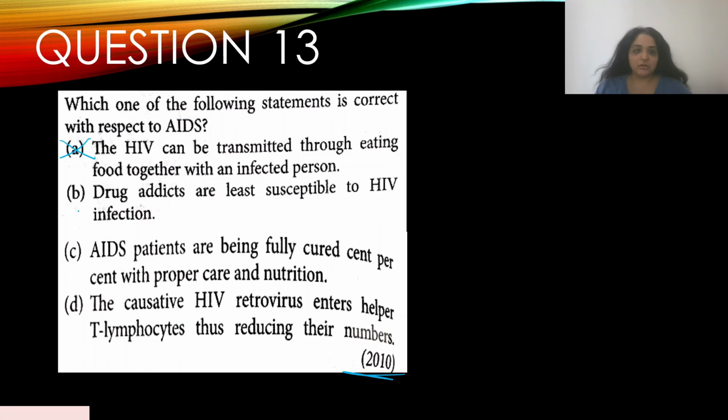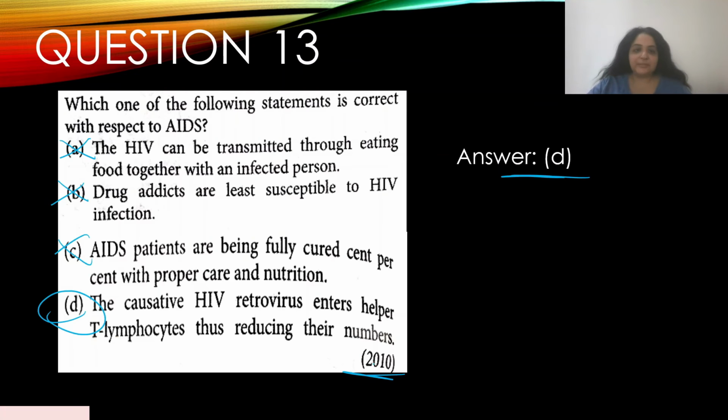So that's incorrect. They are more susceptible to HIV infection. C. AIDS patients are being fully cured 100% with proper care and nutrition. No, that's incorrect. D. The causative HIV retrovirus enters helper T lymphocytes, thus reducing their number. Yes, we already discussed this. So the answer is D.